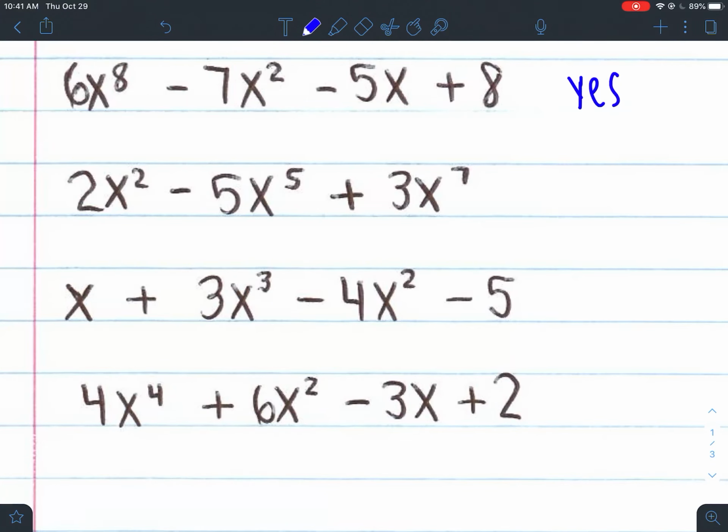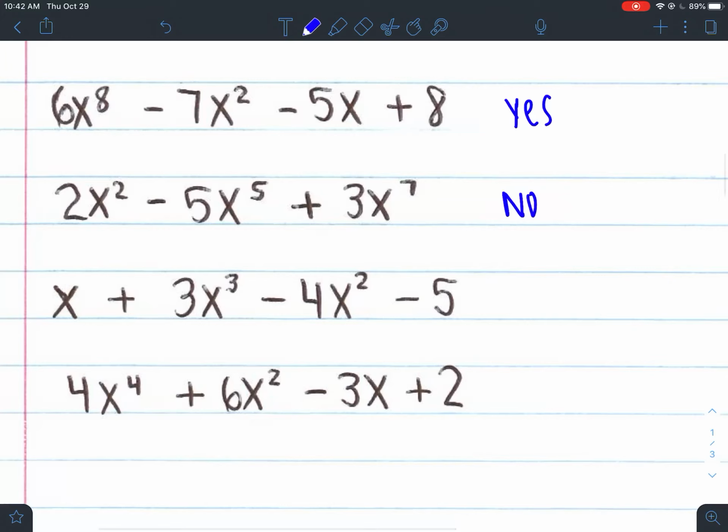2x squared minus 5x to the 5th plus 3x to the 7th. Is this in standard form? No. They actually went from least to greatest, right? They started with the smallest exponent and then got bigger. But that is not standard form. You want the largest in the front.